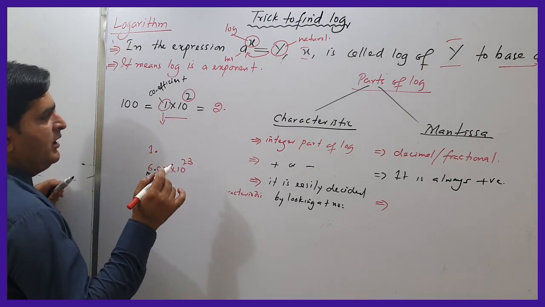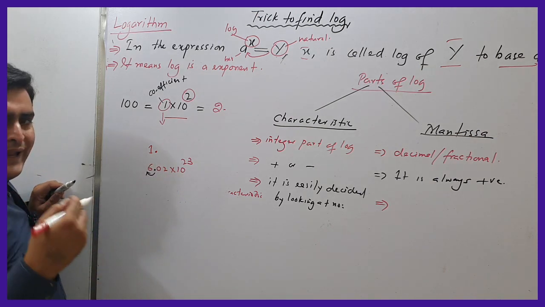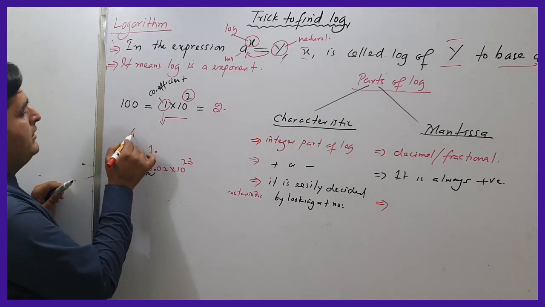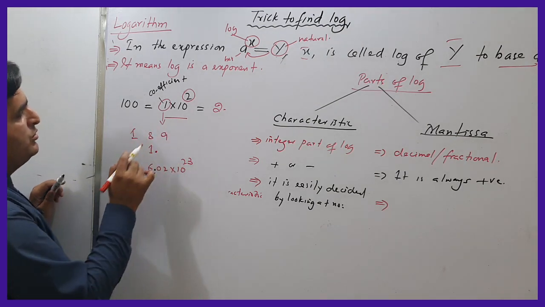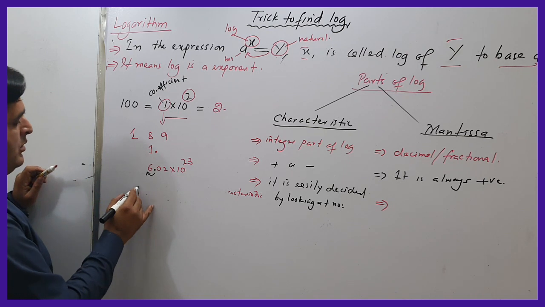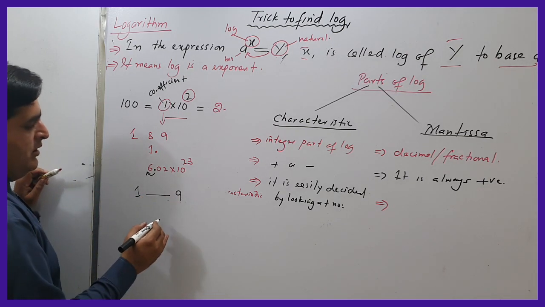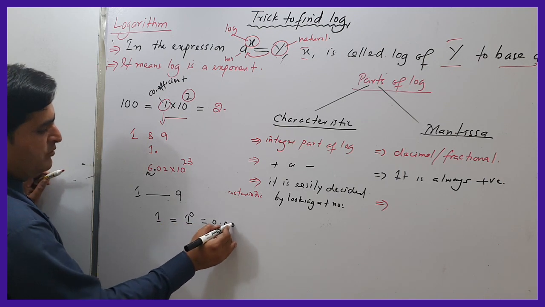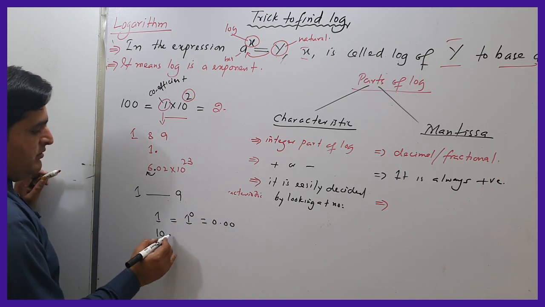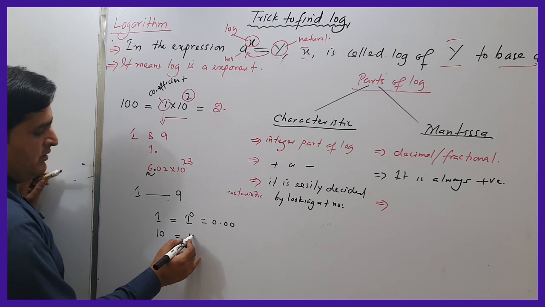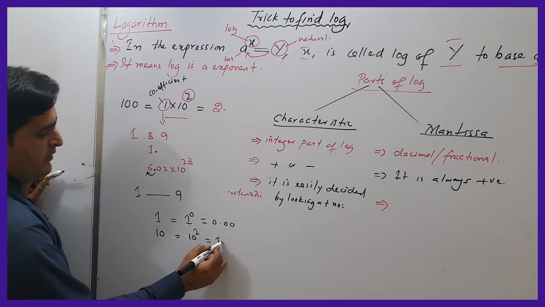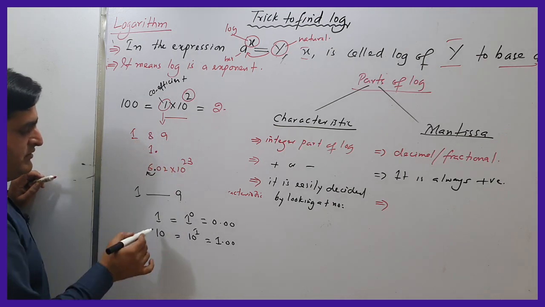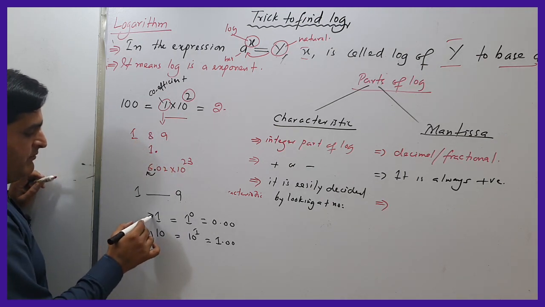So the coefficient can never be 10 or more than 10. It is always between 1 and 9, so your coefficient will be 1 to 9. We know that the exponential number of 1 is 10 to power 0, so its log will be 0.00. The exponential number of 10 is 10 to power 1, its logarithm will be 1.00. So the coefficient always lies between 1 and 10.